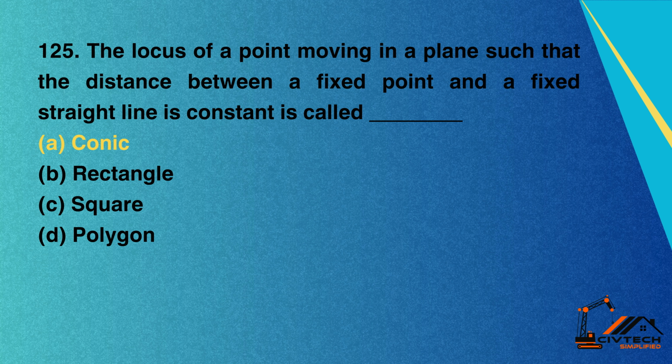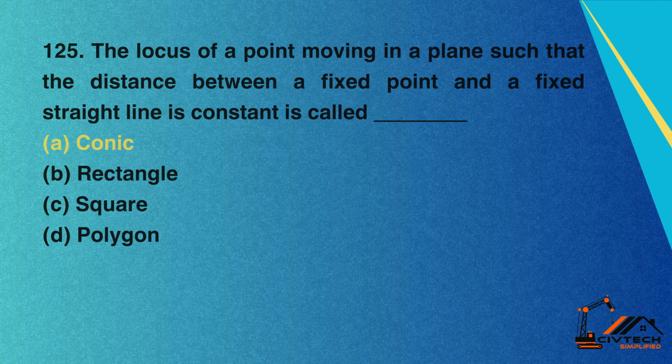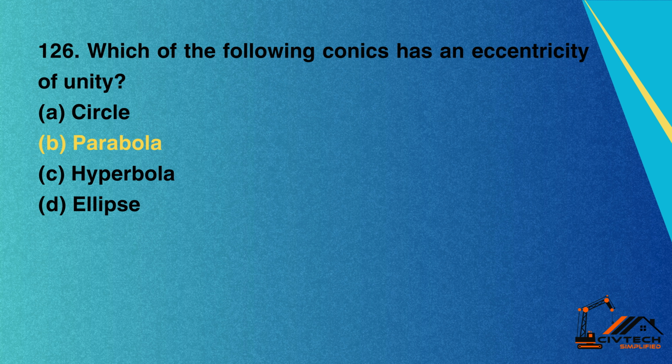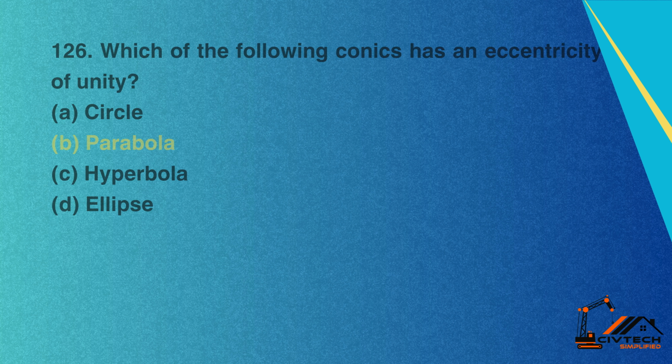125. The locus of a point moving in a plane such that the distance between a fixed point and a fixed straight line is constant is called a blank. A, conic, B, rectangle, C, square, D, polygon. Correct option, a conic. 126. Which of the following conics has an eccentricity of unity? A, circle, B, parabola, C, hyperbola, D, ellipse. Correct option, B, parabola.